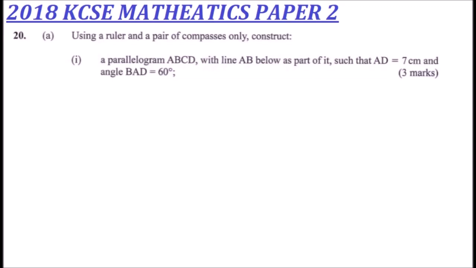So this is 2018 KCSE Mathematics Paper 2, question number 20. We are told part A, using a ruler and a pair of compasses only, construct Roman number 1, a parallelogram ABCD with a line AB being part of it, such that AD is equals to 7 centimeter and angle BAD is equals to 60 degrees.